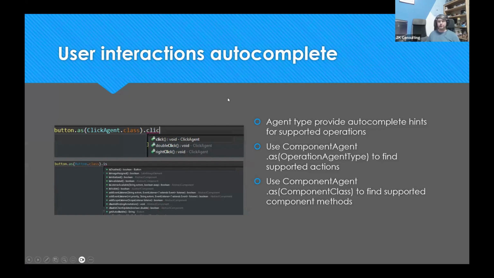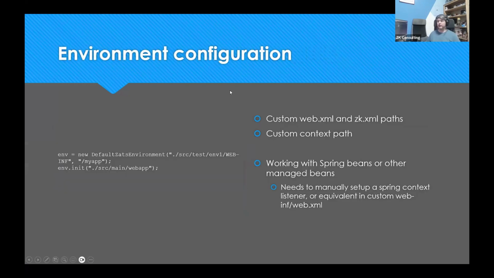We can go to a little bit more detail into environment configuration. I mentioned earlier that by default, ZATS is going to use a very simple zk.xml and web.xml that are already provided by the ZATS environment. That might not work for you. You might have library properties to enable or disable specific parts of ZK features. You might have custom items in your web.xml, AU extensions, anything that might change how ZK processes your different events.